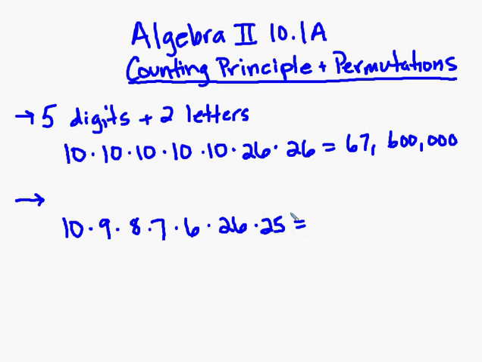And again, if I multiply all of these through, I'm left with 19,656,000 different possibilities. Now, if you just take a look at the difference, when we don't have repetition, I'm looking at about a third, or a little less than a third, of the total number of possibilities relative to being able to repeat the digits. So this is number 5.